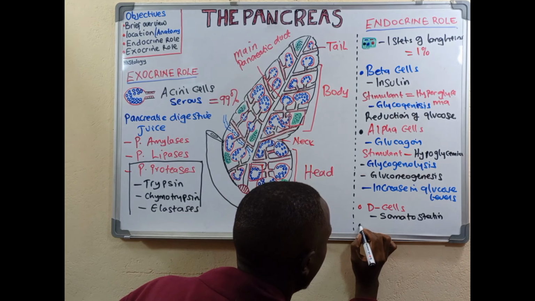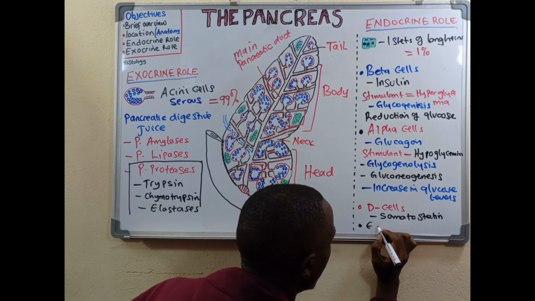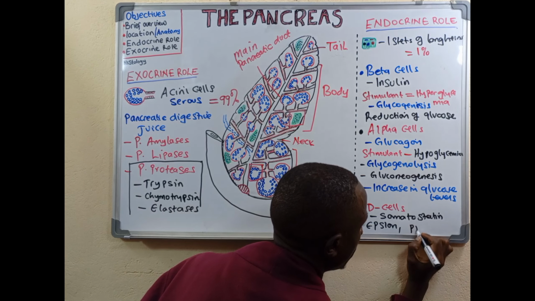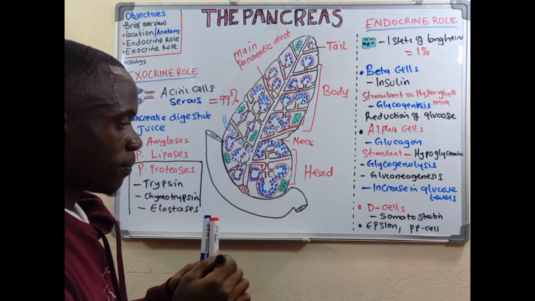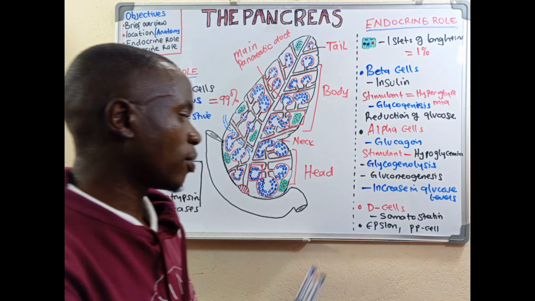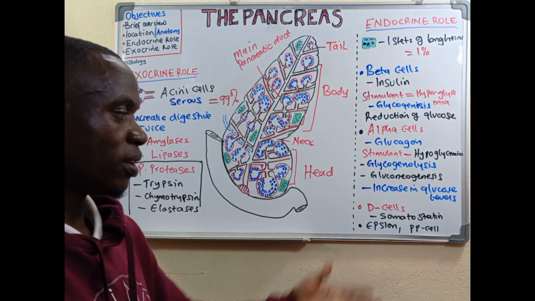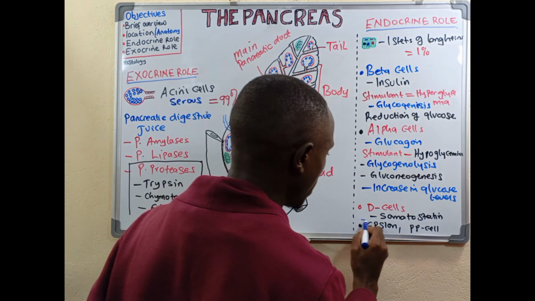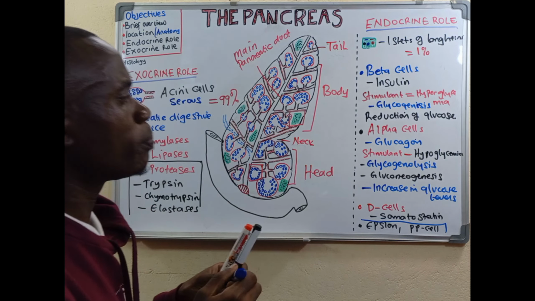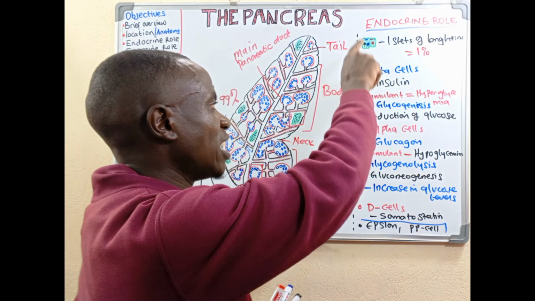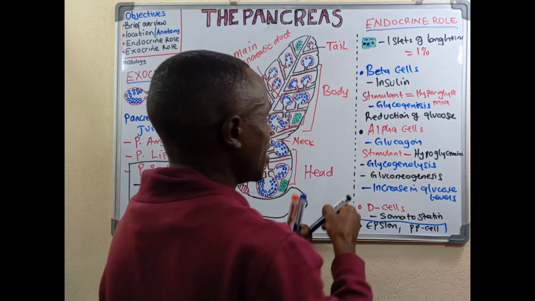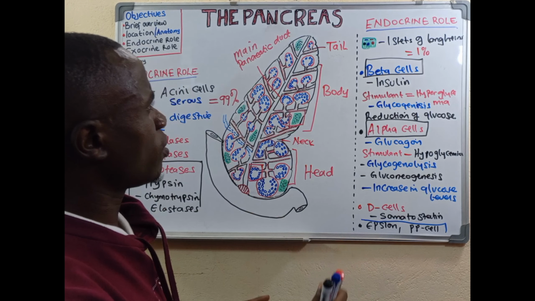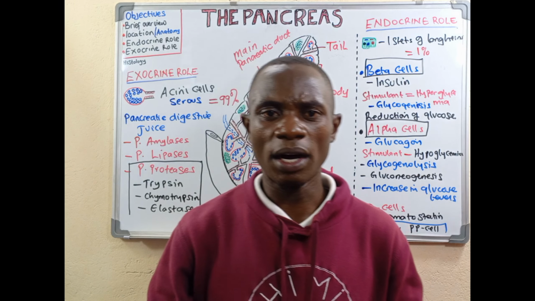Then we also have some other cells which we call the epsilon cells, and the PP cells. The epsilon cells produce a chemical called ghrelin, and the PP cells are also part of the islets of Langerhans. The most important cells to pay attention to are the beta cells and the alpha cells. So this briefly covers the anatomy and a little bit of the histology of the pancreas.